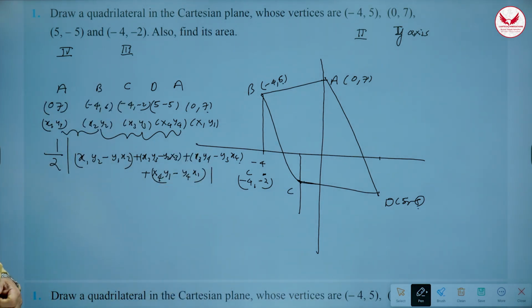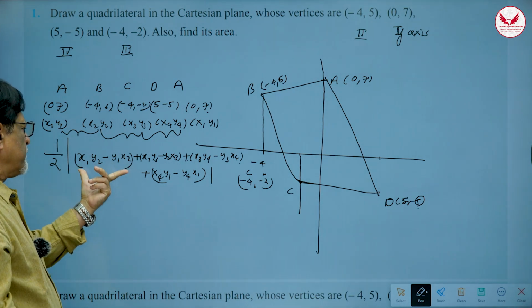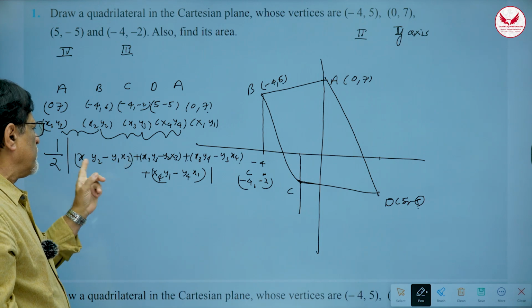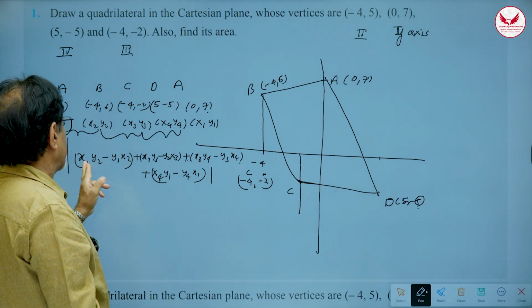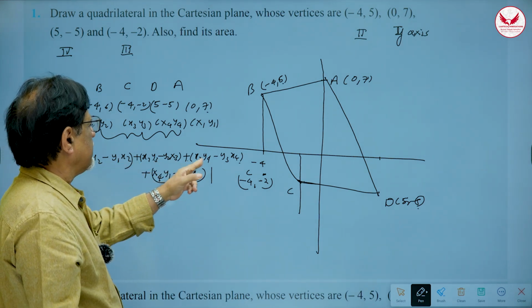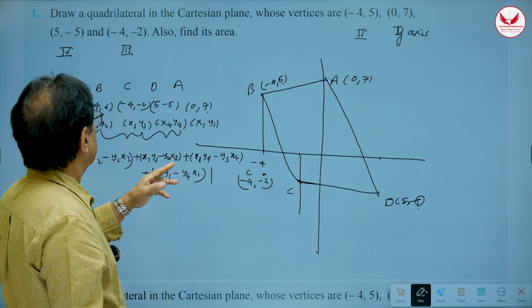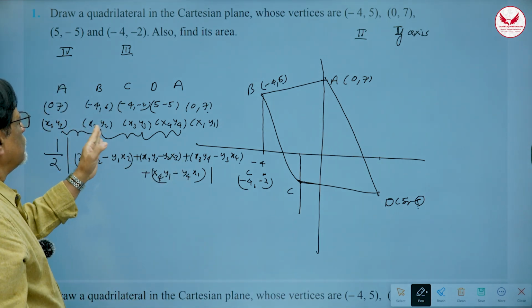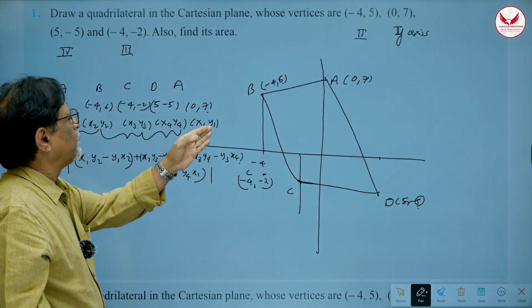That is the formula. It's very easy to remember this entire procedure. In the entire first bracket, the pattern is 1, 2 and only the subscripts keep on changing: after 1, 2 comes 2, 3, then 3, 4, then 4, 1. So 1, 2, 2, 3, 3, 4, 4, 1.